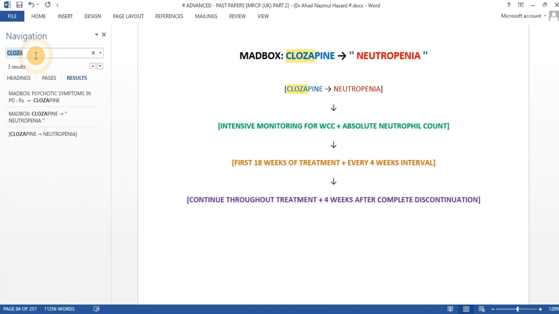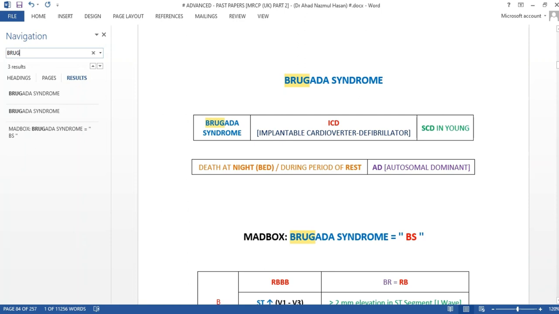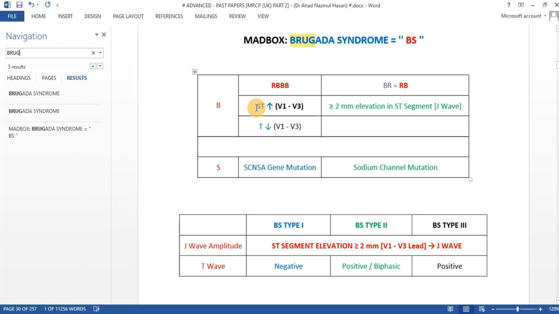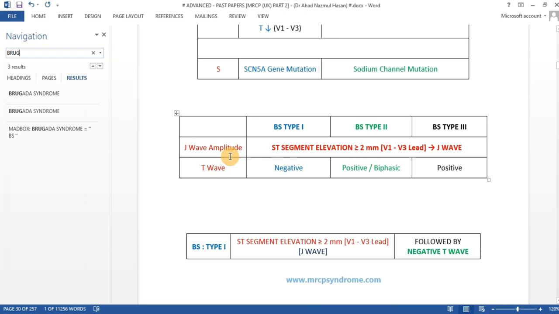Brugada syndrome will have J point elevation. What does J point elevation mean in Brugada syndrome? Brugada syndrome comes with right bundle branch block and J point or J wave elevation. J wave elevation means there should be ST elevation greater than or equal to 2 mm in leads V1 to V3. There are three types of Brugada syndrome: type 1, type 2, type 3. In all cases, we get the J wave amplitude, but the T wave determines whether this is type 1, type 2, or type 3.